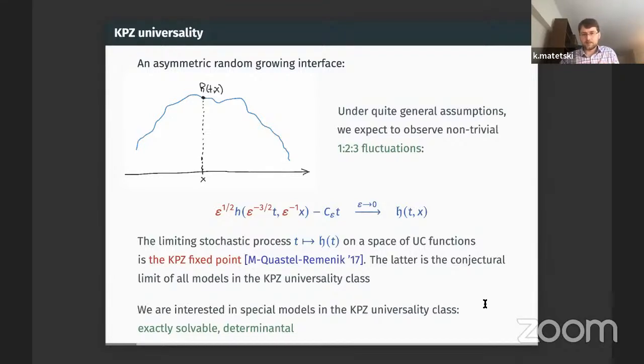So to characterize the KPZ fixed point, we worked with a very special model in the KPZ universality, TASEP. So I'm going to introduce it on the next slide. But basically, we work with one of the exactly solvable models and determinantal. So what it means is that we have a model for which we can compute exactly the multipoint distribution function. And this formula for the multipoint distribution function comes in a form of a Fredholm determinant. So this allowed us to take the scaling limit and characterize the KPZ fixed point using the multipoint distribution functions.